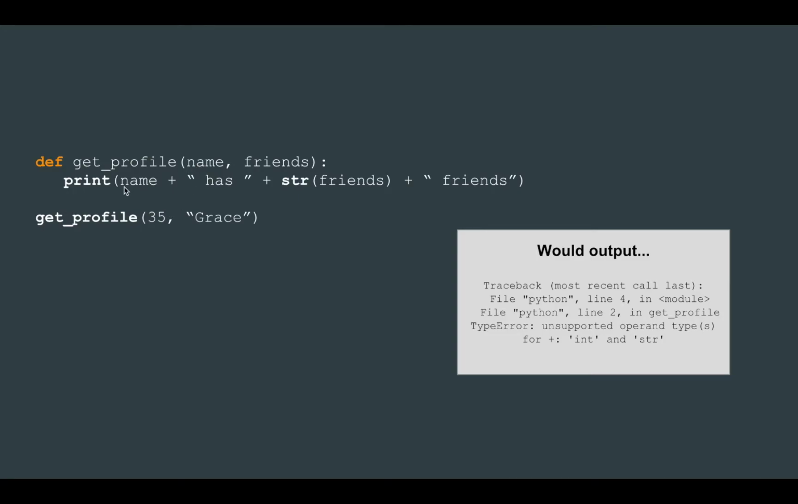So Python is going to try to concatenate 35 with this string has right here. And as you know, you have to convert an integer to a string in order to concatenate it with a string. So Python is going to return this unsupported operand types for int and string, because 35 is an int and it can't be concatenated with a string, as we learned in the data types lesson. So it's important to pass them in the proper order.